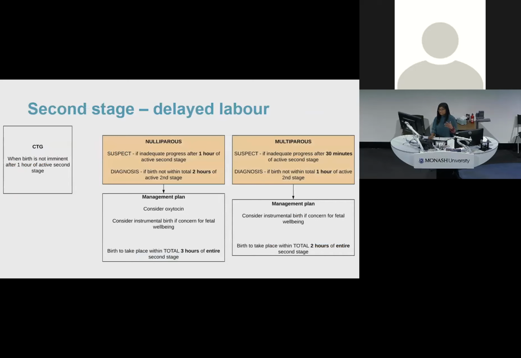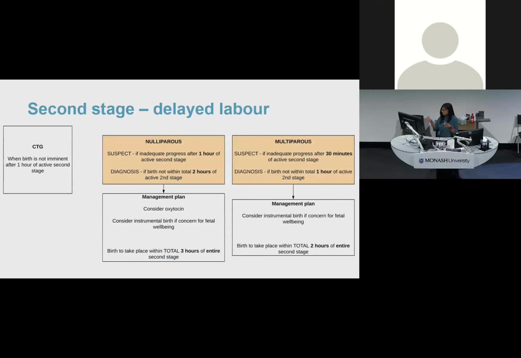In second stage delayed labour for nullips, no progress after 1 hour, you suspect it, and it's a diagnosis if there's no birth within a total of 2 hours of active second stage of labour where there's active maternal effort to push. In multiparas, it's 30 minutes and 1 hour. You add on an hour if they've had an epidural.